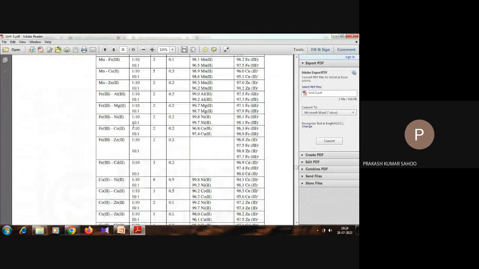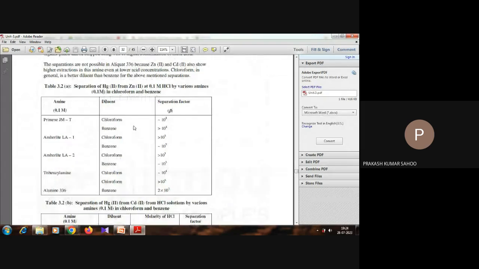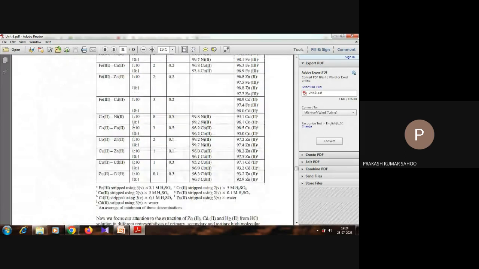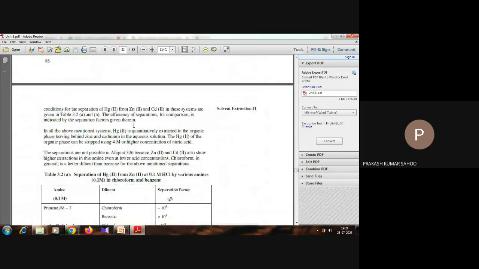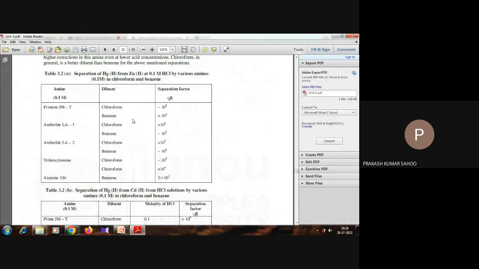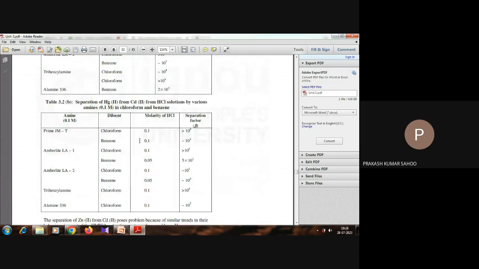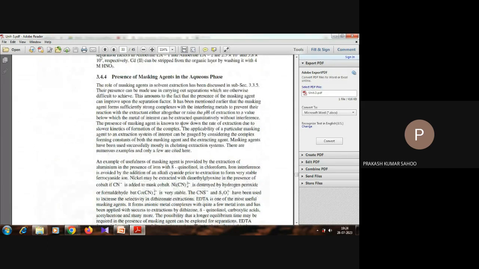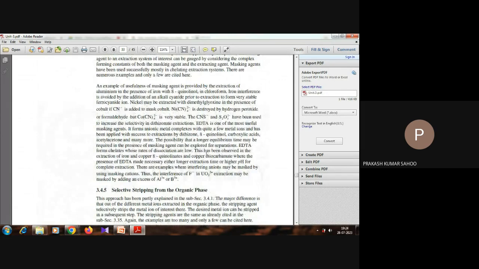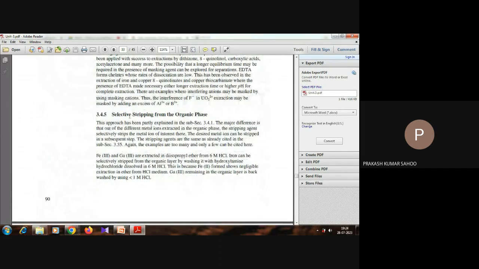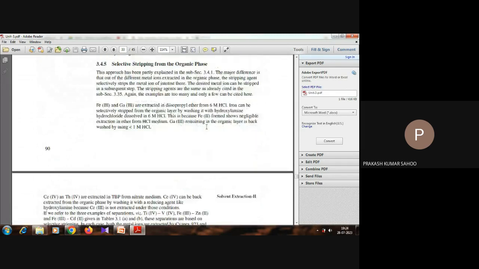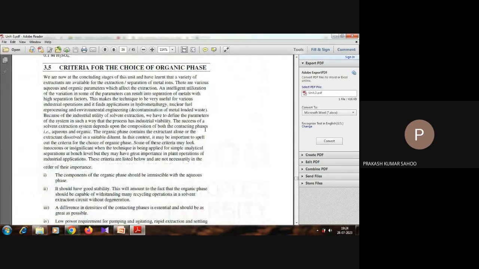Then these are some data. You do not have to remember these things. This is not needed. Then what are the diluents? What is the separation factor? Just look at these things. Okay. Presence of masking agent in aqueous phase. Selective stripping from the organic phase. Then criteria for choice of organic phase.